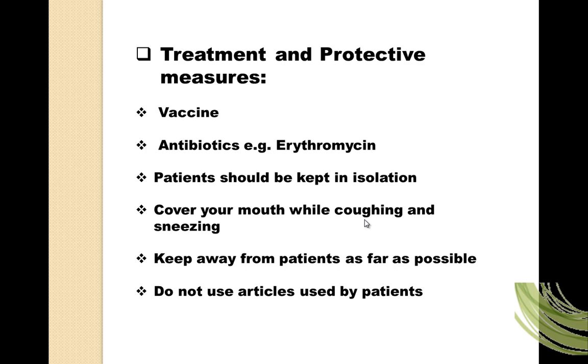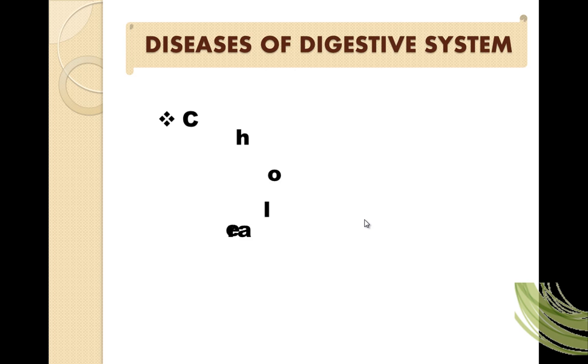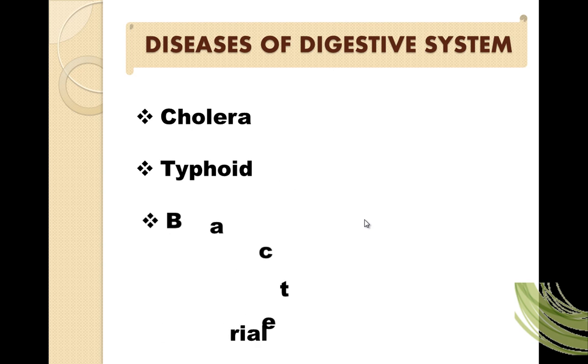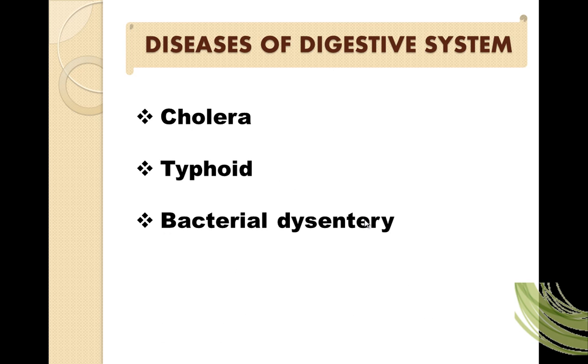Now we will turn towards diseases of digestive system. Let's see which are they. First is cholera, other is typhoid, and third is bacterial dysentery. Now we will learn one by one in detail.